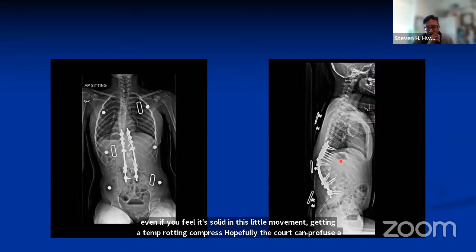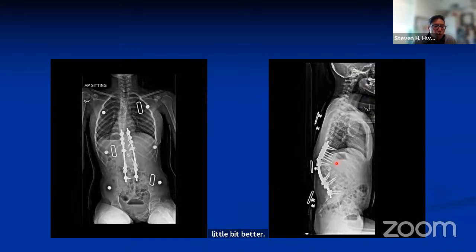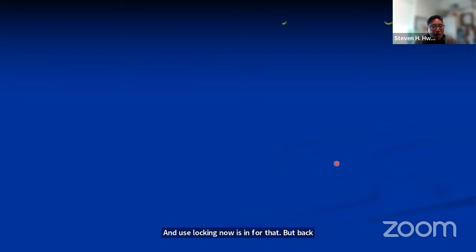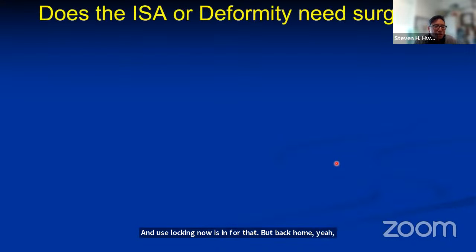We'll often hang kids up in halo gravity traction for about 6 weeks with the idea that they can autoperfuse a little bit and hopefully increase their own autoperfusion. So she actually did well. She luckily improved and is walking now, thankfully. But back home in India, they braced her for about 6 months after. So your question was, does the intraspinal anomaly or the deformity need surgery?